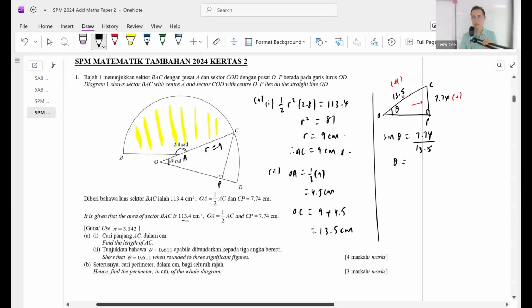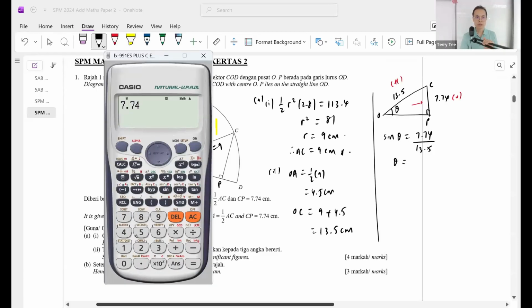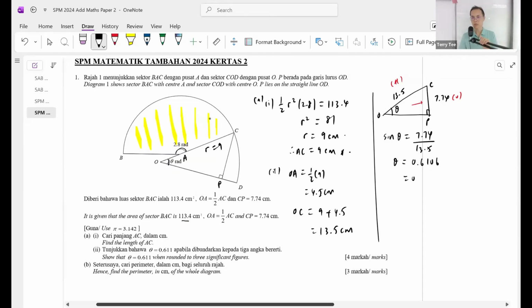My theta will be, let us take 7.74 divided by 13.5, shift sine answer. Please use your calculator in radian mode. 0.6106. I use one more decimal point first, 0.6106, then you round off to 0.611. This is in radians, and this is 3 decimal places. Not difficult, right? We got this 0.611.